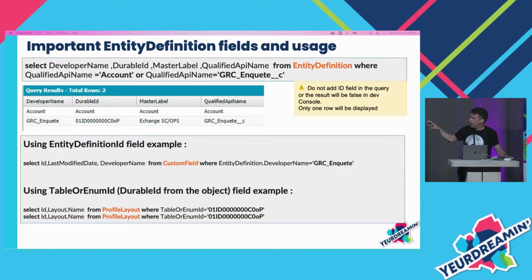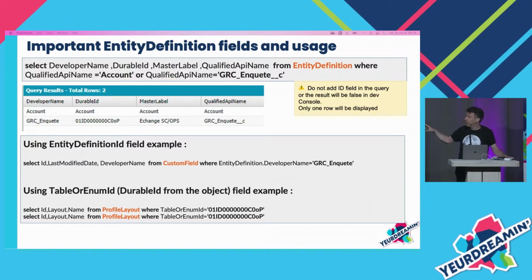The durable ID for an EntityDefinition is the real ID of the object. The EntityDefinition object doesn't really have an ID, okay? And there is one big issue if you are working with the developer console. If you put the ID inside your query, Salesforce is not able to provide the result properly, so avoid using the ID when you're querying the EntityDefinition object within the developer console, or Salesforce will only return the first line and hide all the other values.